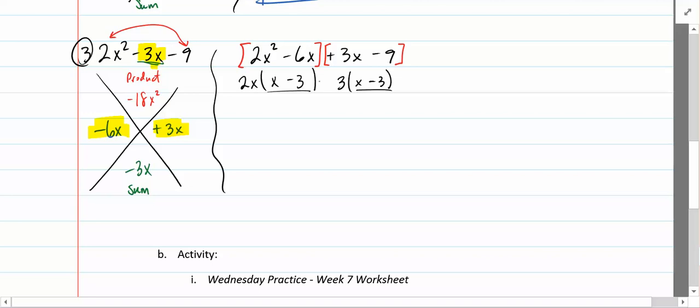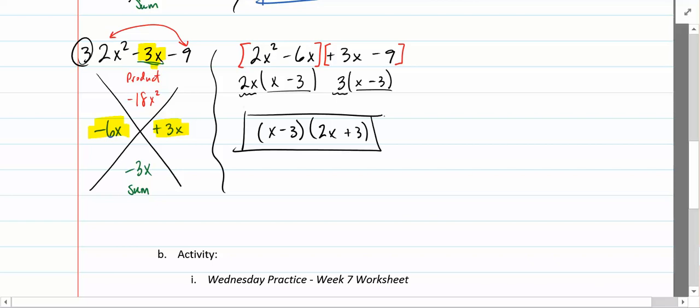It's a good sign for us to have the x minus 3 common, because that tells us that it's part of our final answer, x minus 3. And for the final binomial, we look at the two coefficients that were left behind, 2x and a positive 3. This would be the pair of binomials that factor out of the trinomial 2x squared minus 3x minus 9.